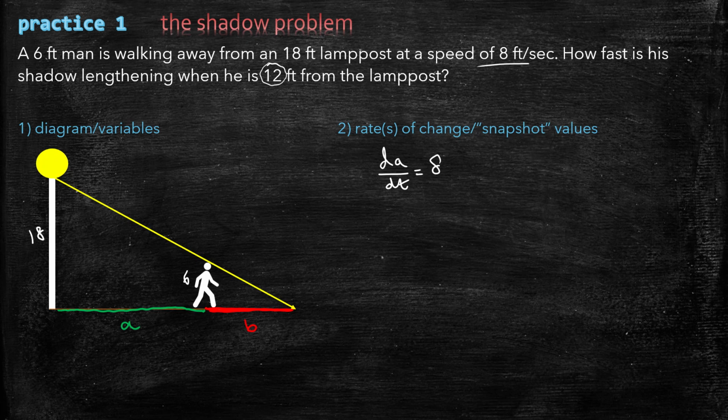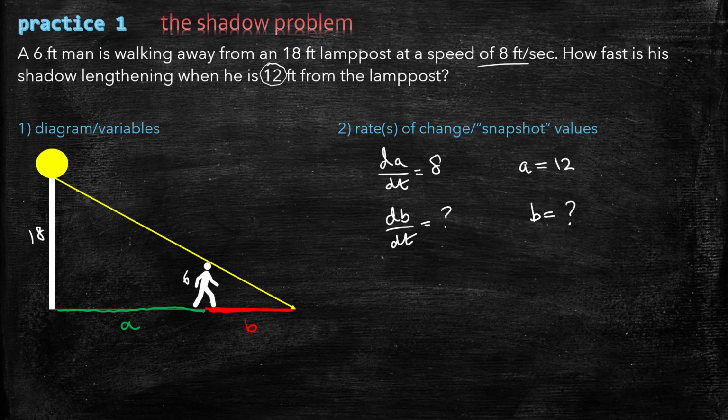And at the moment, the snapshot value at which we'd like to work out the rate is when A is 12. So that's the snapshot value. I'll put that in my organizational table. And then dB by dt is how fast his shadow is lengthening. So that's what we want to find. I'll put a question mark there. And B, I'm not given that. We could find it if we need it, but I would say hold out for that until we see if we actually need the value of B at a later step.